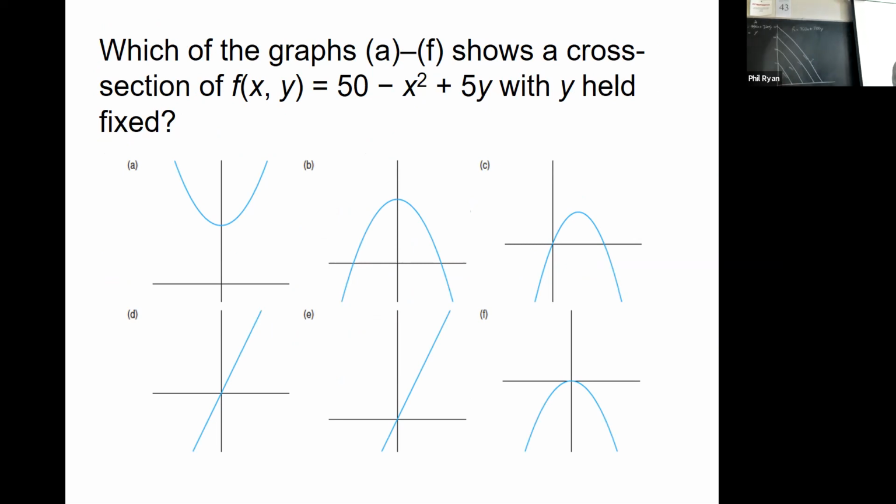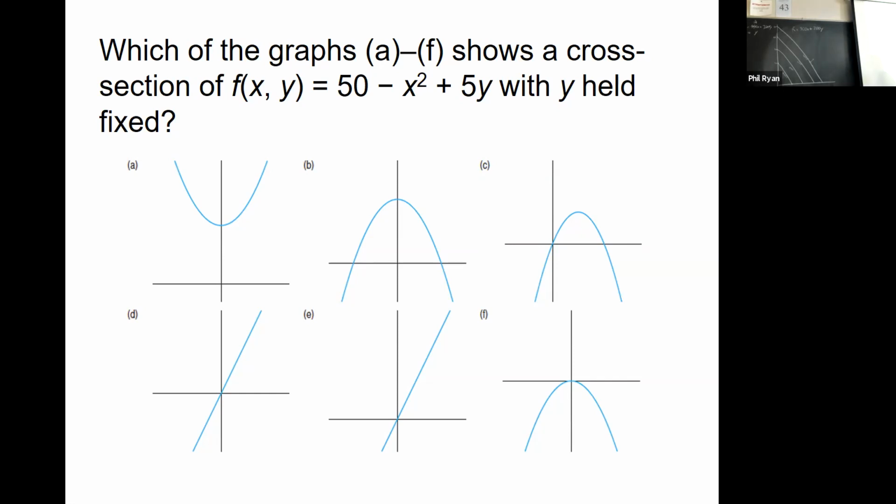Okay, so remember there are 2 kinds of graphs. There are contour graphs. A contour graph is where you're on the XY plane and the contours show you the function output. The second type of graph you can have are cross sections. Cross sections are ones where the horizontal axis is one of the input variables and the vertical axis is the output variable. So it's called a cross section, right?